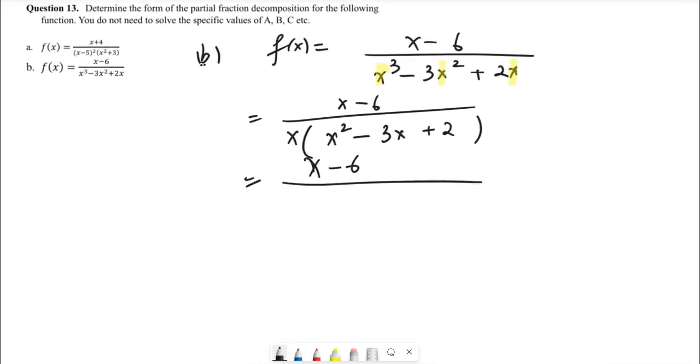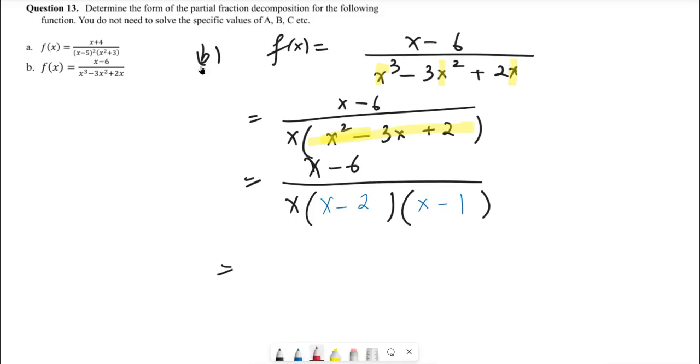(x − 6) divided by x times, this is a quadratic which can be factored into two factors. I think they are (x − 2)(x − 1). So x² − 2x − x + 2, which is x² − 3x + 2. Okay. Now we can write the partial fractions.